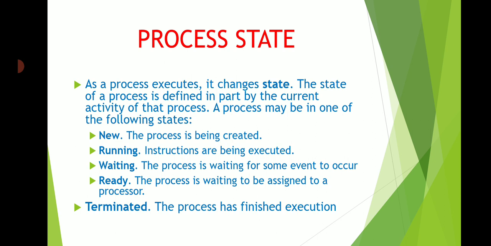Running: instructions are being executed. Waiting: the process is waiting for some event to occur. Ready: the process is waiting to be assigned to a processor. Terminated: the process has finished execution. These are the five states of the process state.